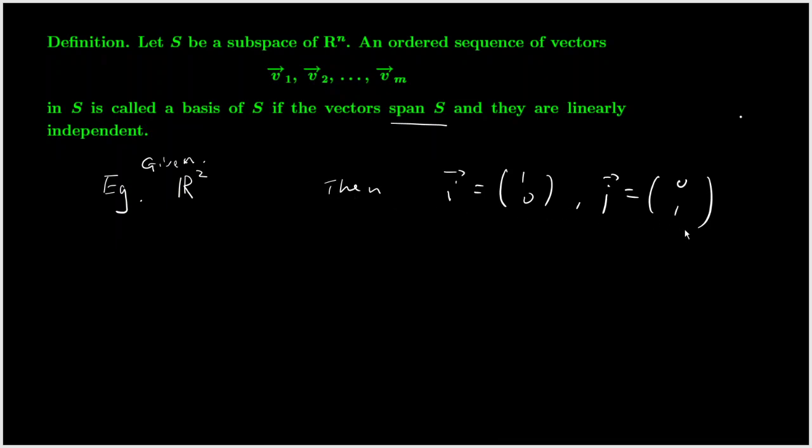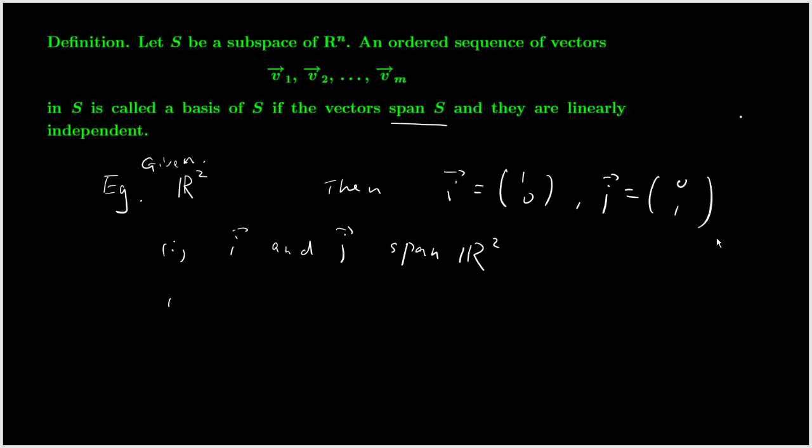Again, two conditions. The first one is that every vector in the subspace, in particular every vector in R2, is a linear combination of I and J. We have seen that many times. So the first condition, every vector in R2 is a linear combination of I and J, means the two vectors do span S. I and J span R2 itself. In this particular case, the subspace we are talking about is R2 itself.